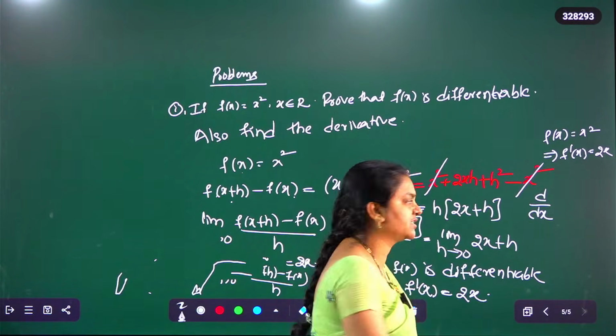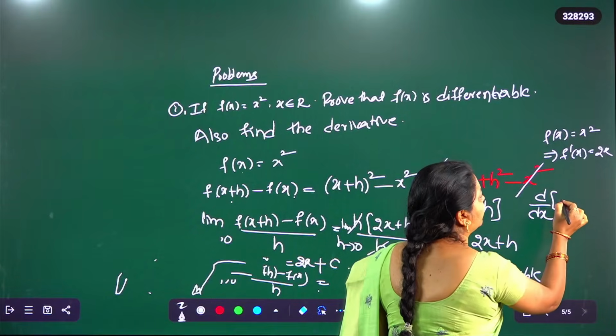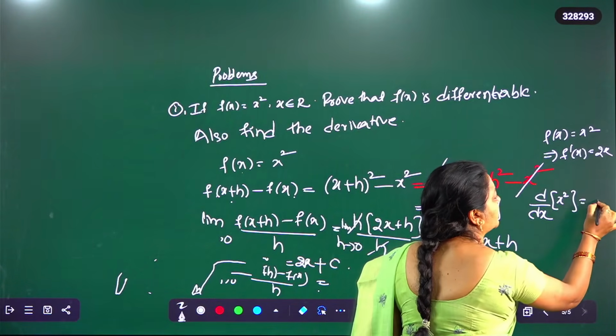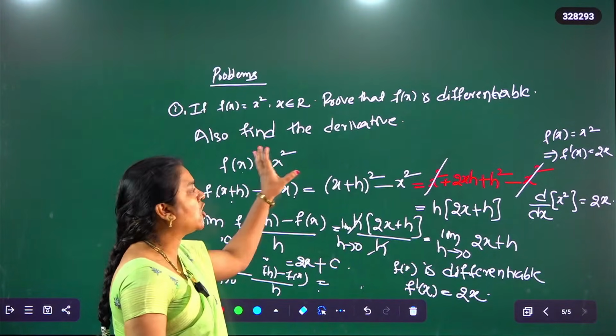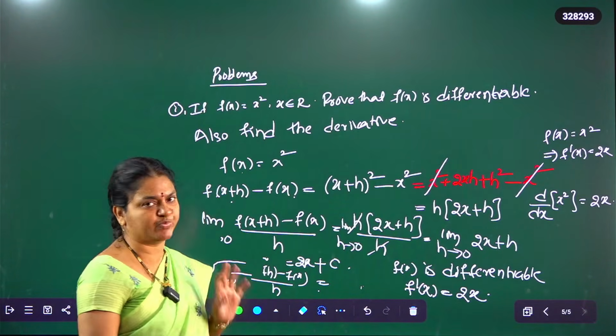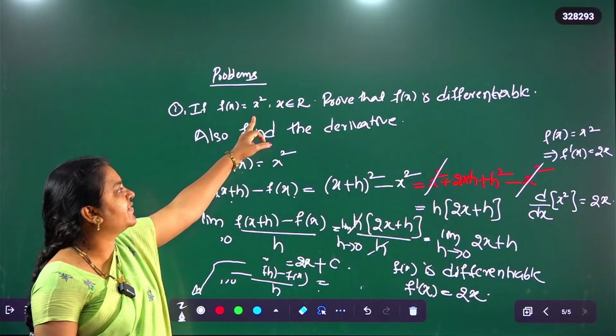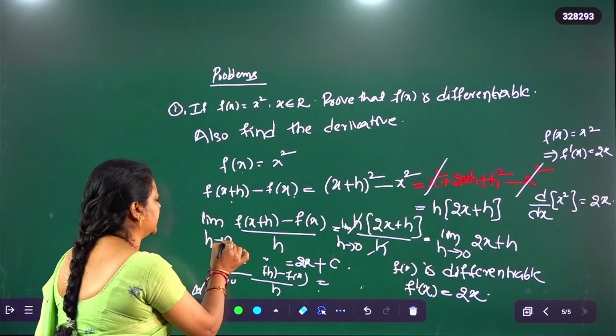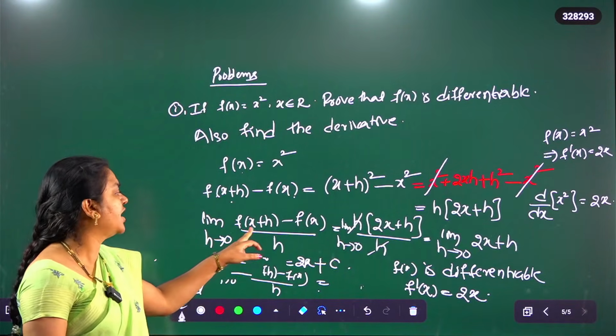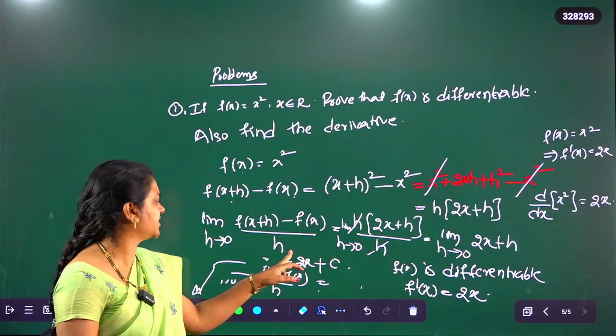dy by dx. Here, d by dx, so what is our function? x square. So x square derivative, we got 2x. So this is how we check using the first principle, right? Here we took f of x is equal to x square, and we found limit h tends to 0, f of x plus h minus f of x by h.